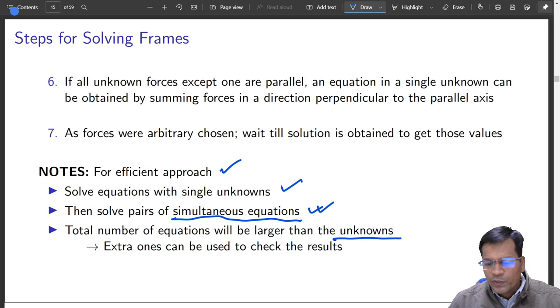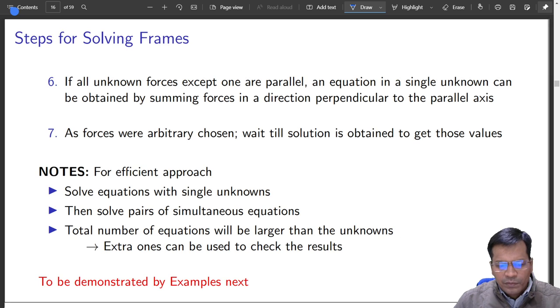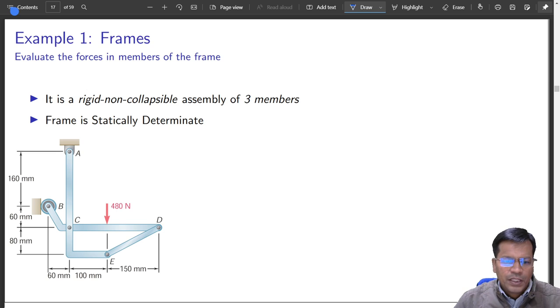Okay, so what you can do with some extra equations, they can be used to recalculate the same variable from a different route and verify whether they should be equal or not. If they are equal, you went all correct, otherwise you have done some error. So this is how it is going to help you.